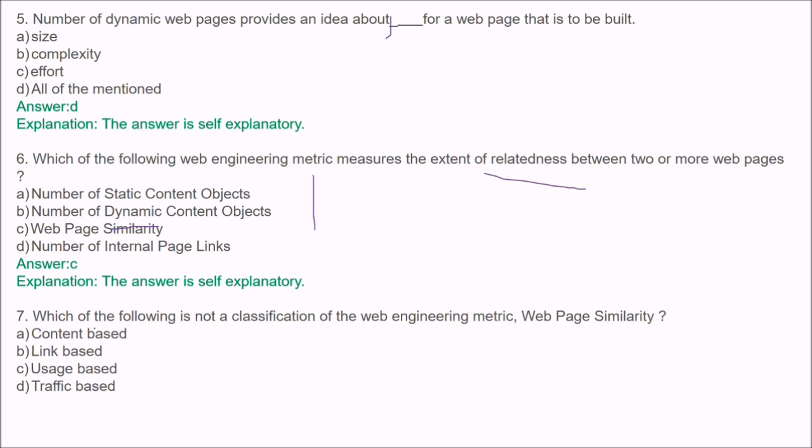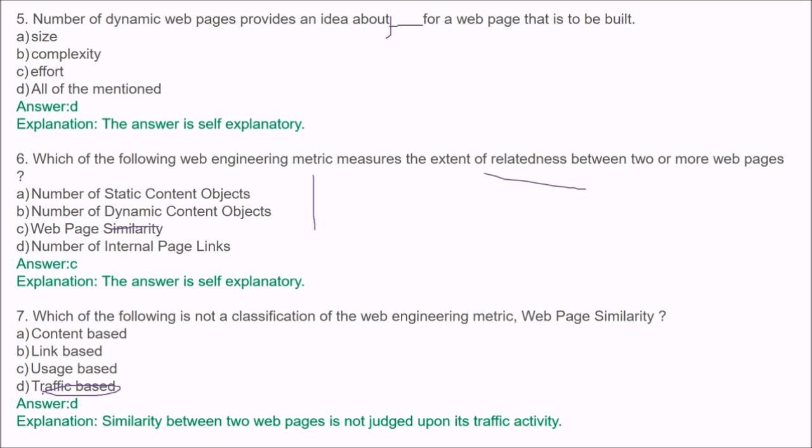So the next question is, which of the following is not a classification of web engineering metrics? Web page similarity, as we have just seen. So which of these is not a classification of web engineering metrics? The answer is D, traffic based. Similarity between two web pages is not judged on the basis of their traffic activity. So content based, link based, and usage based are there.